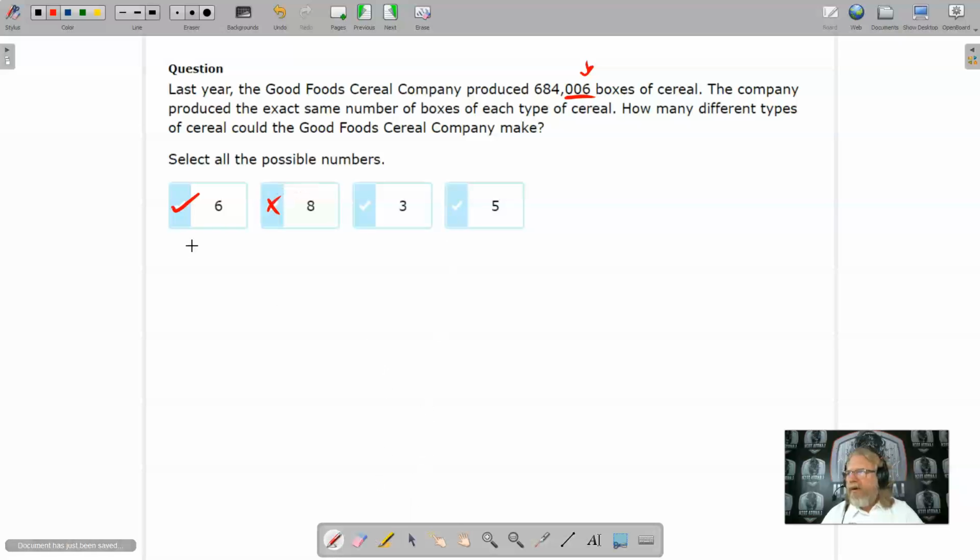The rule for 3, well, we did 6, and we found out that 2 works and 3 works, so we already know 3 is good to go. We don't have to do that math again. And then finally, what about 5? The rule for 5 is 0 and 5 for the last digit, right? Well, the last digit is 6. 6 is not a 0 or a 5, so we can rule that out. So the only 2 correct answers here are 6 and 3.